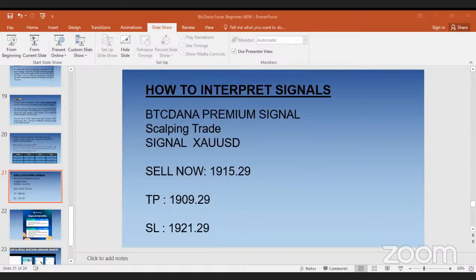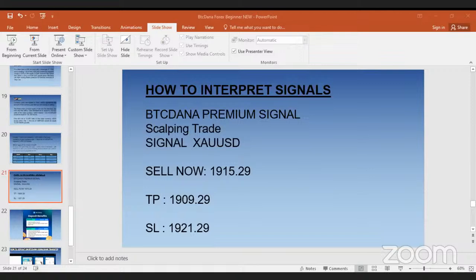You go into your BtcDana application and click on buy or click on sell, after I have placed this signal. Look at this signal right now. I said BtcDana premium signal, scalping trade. Here I can change it. It can be an intraday trade. The difference between scalping and intraday trade is not that much.